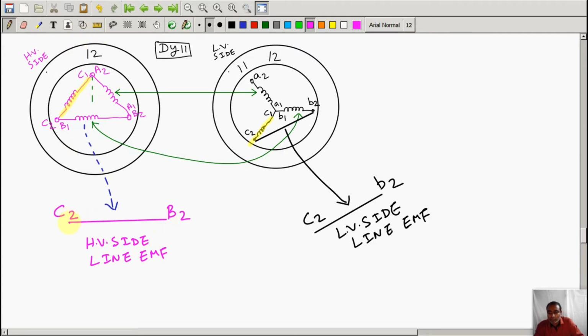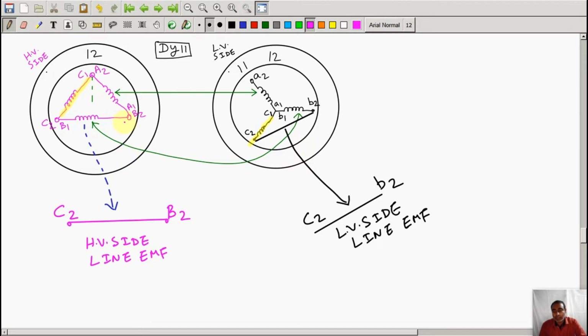So this is your C2 and B2. Now we know that phasors can be moved parallelly from one place to another place. So you can see this phasor B2C2 has been moved from this place to this place, but the only condition we need to keep is that the phasors can be moved from one place to another, provided the movement is made parallel, it should always be moved parallelly.